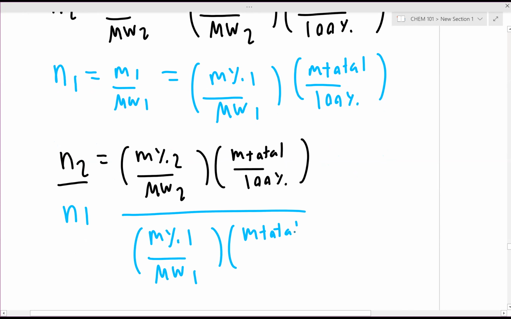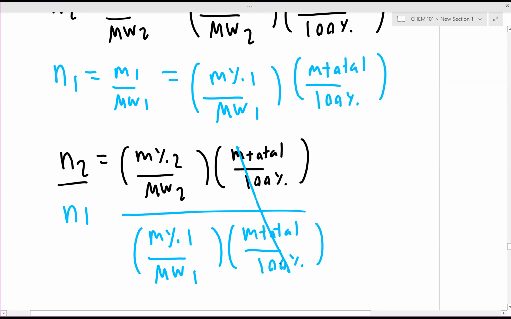And we know that N1 is the mass percentage of 1 over the molar mass of 1 times M total over 100%. And does the total mass cancel? Does the total mass actually matter at all when you're calculating the empirical formula? No, not at all. So it cancels out.